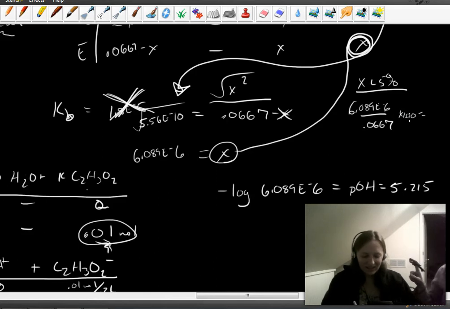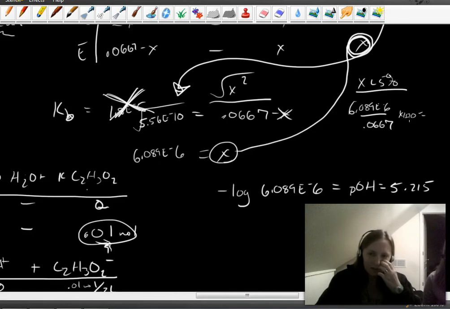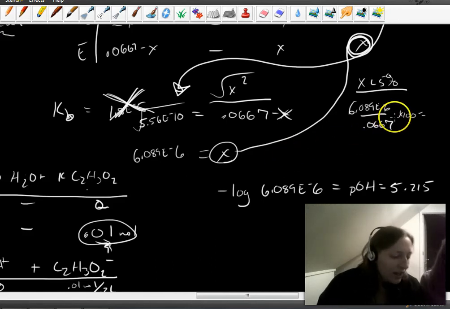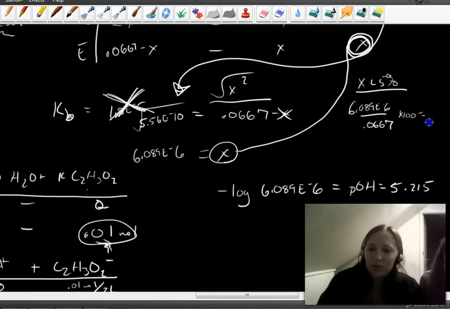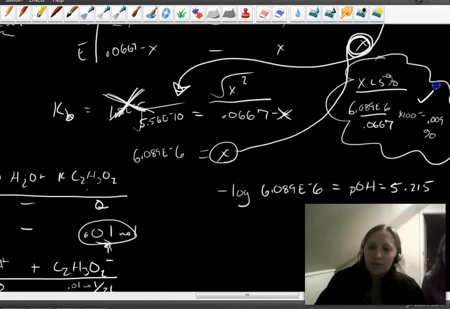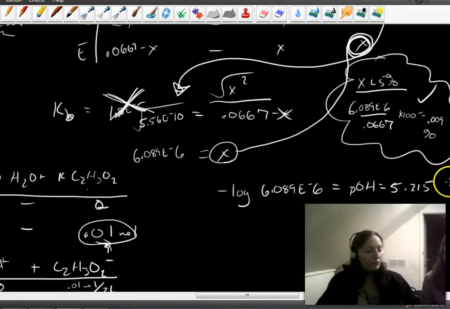6.089 E negative 6, divided by 0.0667 times 100. But it looks like it always succeeds. Why do I have to do it if it's always... It doesn't. It's not always. Every now and then it'll come up and you have to go do the quadratic equation. 0.009%. Okay. F. Maybe we don't have to do F.